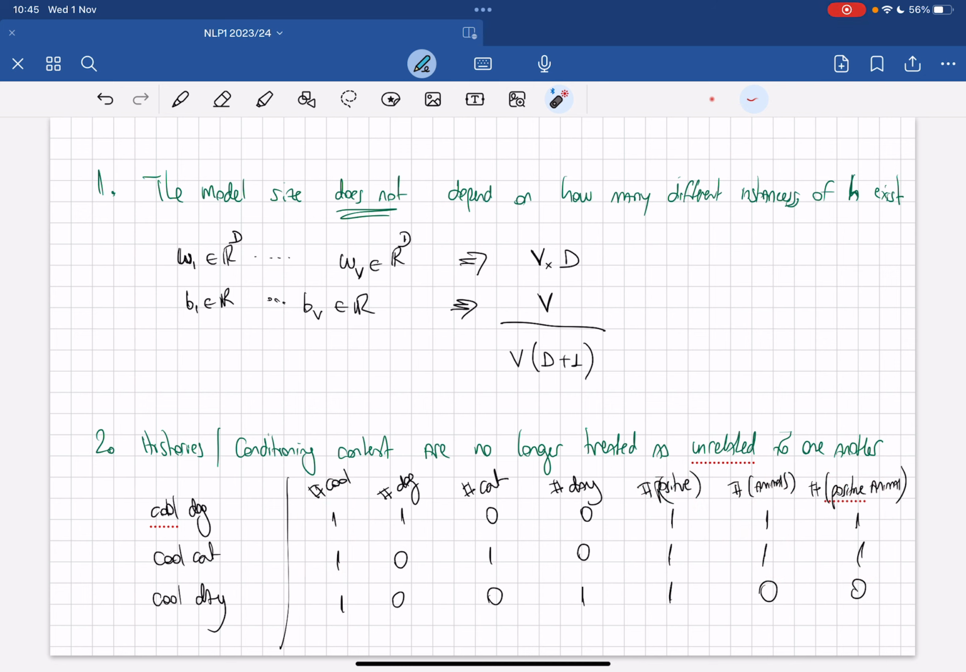And this relatedness that the feature function captures is actually a very big part of why log linear models work. And they find patterns that are much more subtle, much more fine-grained than what you can code in a tabular representation of a CPD.